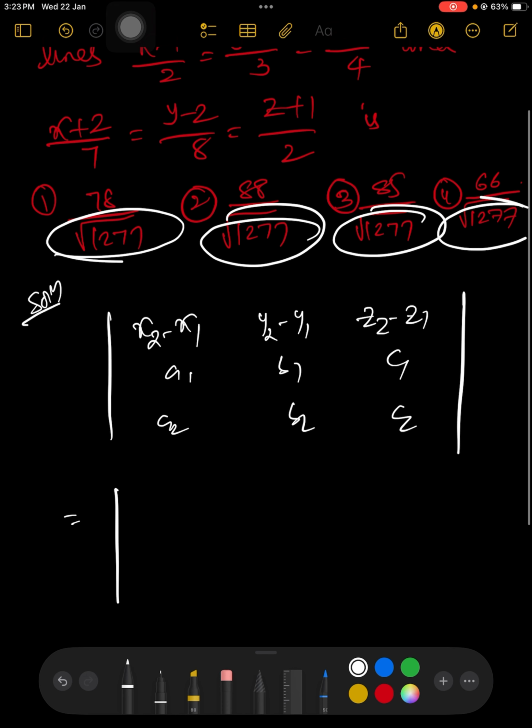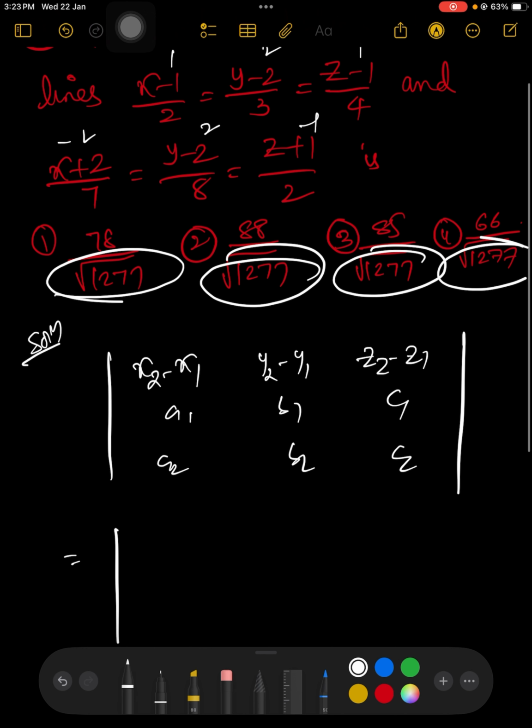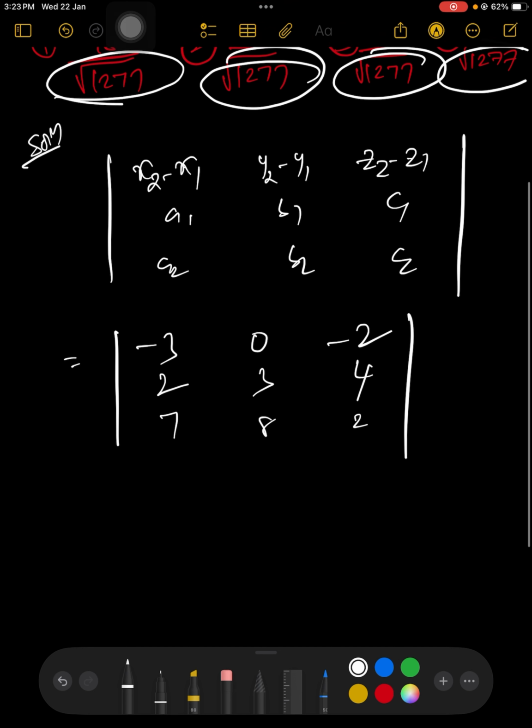Right. So now coming to this, what is x1 here? The point is 1, 2, 1. The other point is minus 2, 2 and minus 1. Right. x2 minus x1 is nothing but minus 3. y2 minus y1 is 0. And this is what? Minus 2. Now the next values are 2, 3, 4, 7, 8, 2.